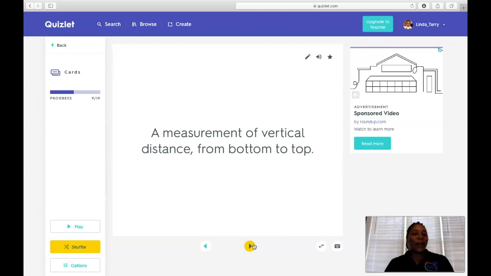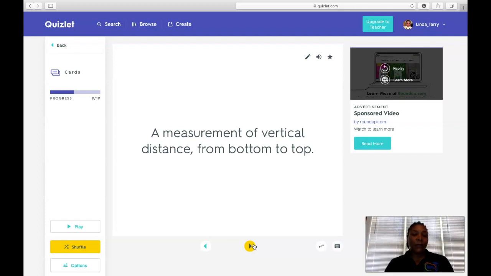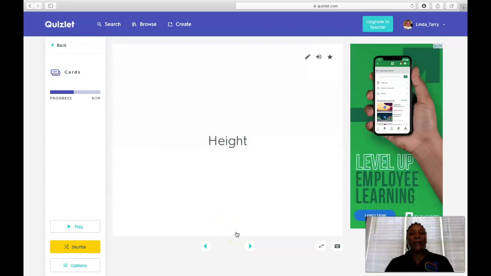Our final one for right now, a measurement of vertical distance from top to bottom. A measurement of vertical distance from bottom to top. The height. Excellent. So I want to give you a few minutes just to show you some other things that you will be able to do when you do this on your own later or at another time to get the additional practice for those words that may have given you a little bit more difficulty.